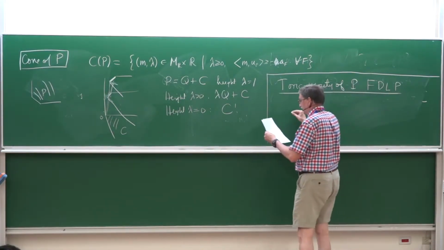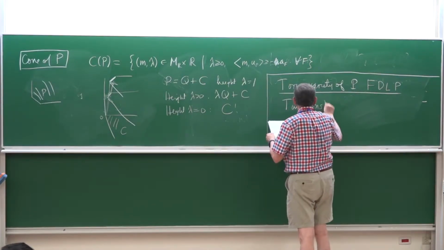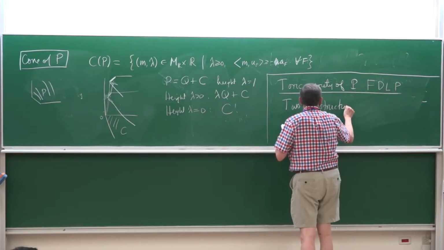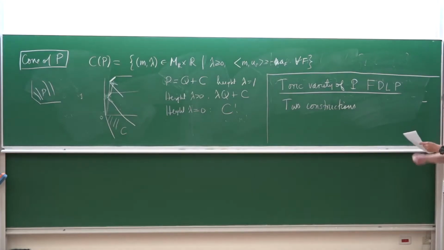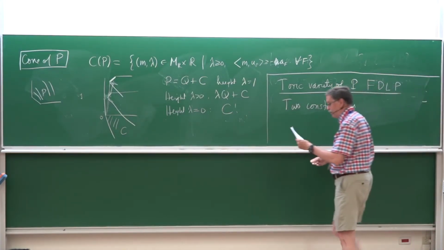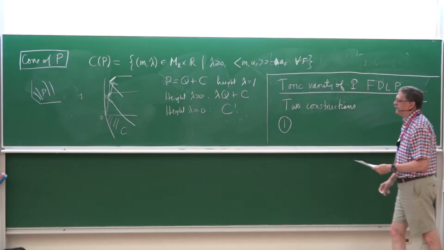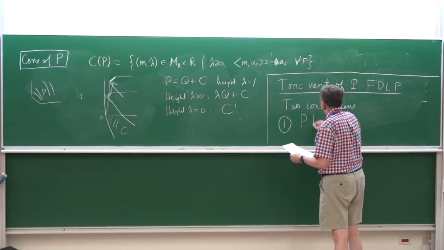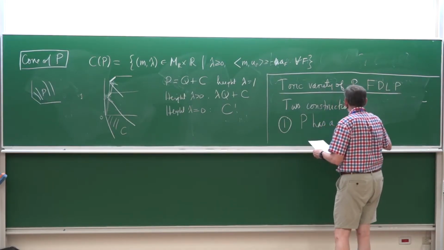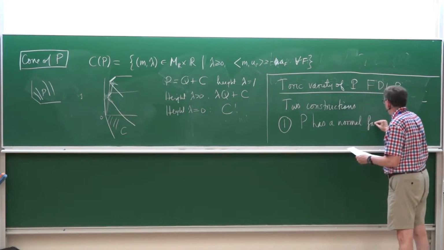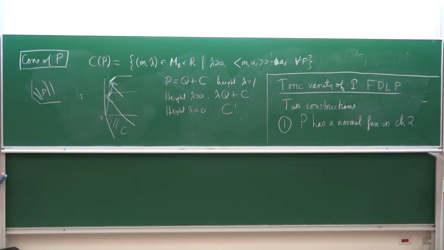So, two constructions. One is high-powered and one is more down to earth. I'll start with the more down to earth one. And the more down to earth one is that P has a normal fan, just as in chapter 2.